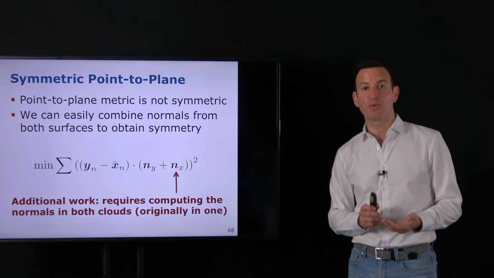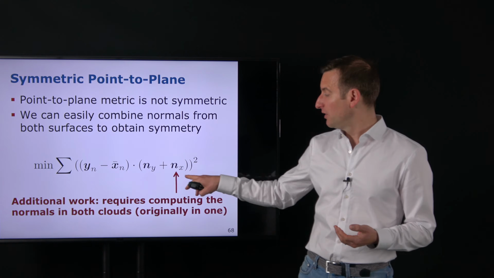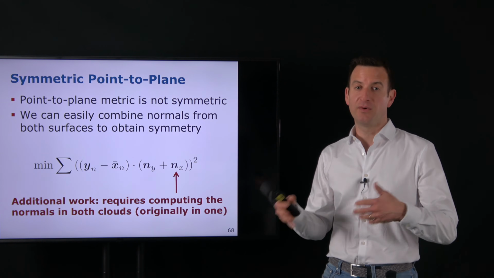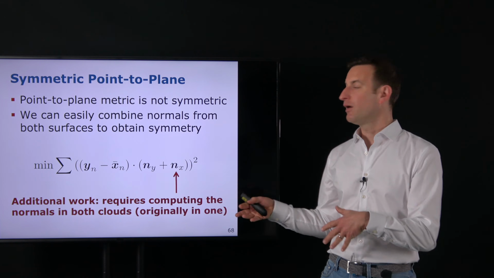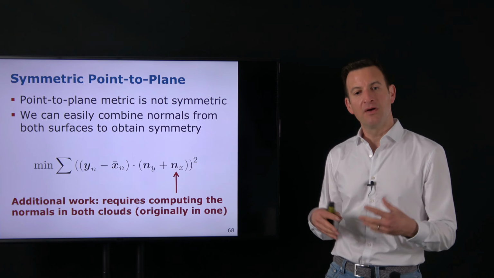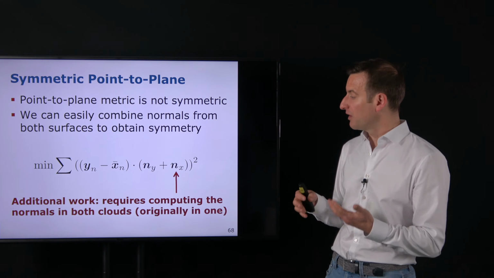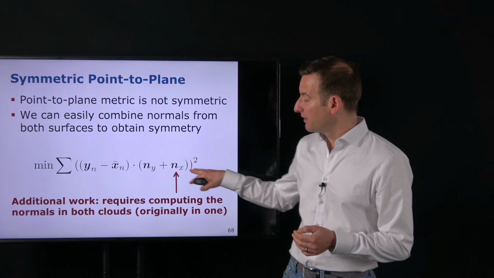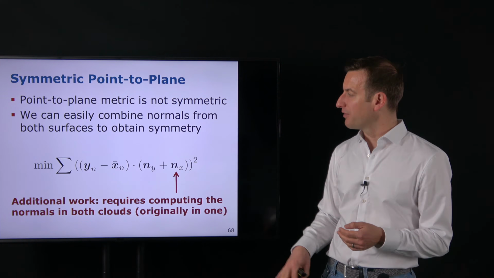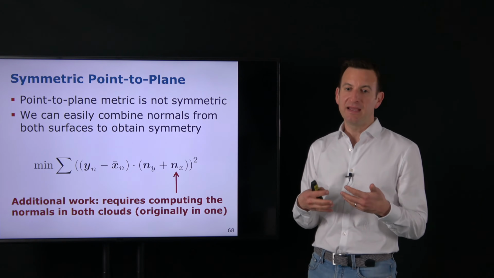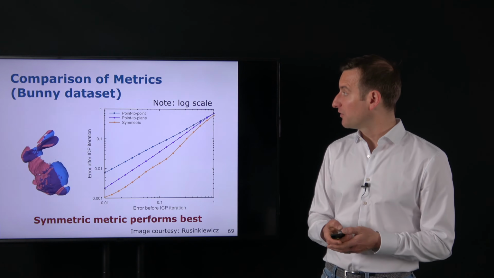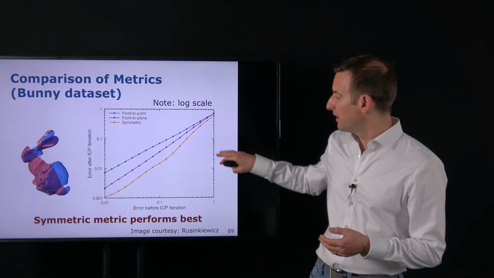The only additional work that I need to do is to compute the normal vectors also in the other point cloud. Before I had to do it only for one point cloud, and now I also need to compute the normals for my second point cloud. But this is the only change that I need to do. And if I use this error function compared to the other error function, I'm typically getting a better result when aligning point sets. So this is an example.